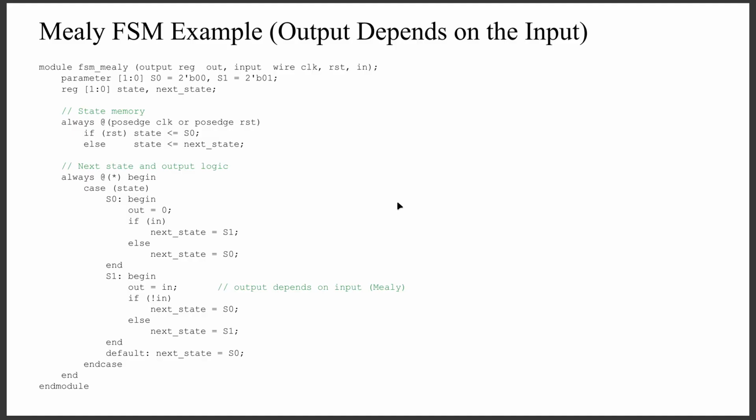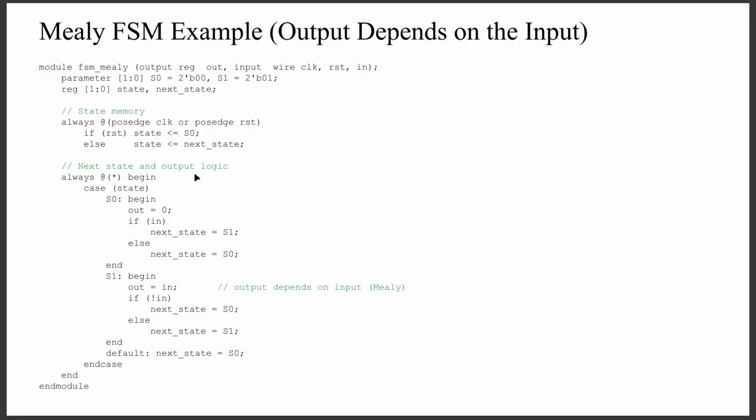A Mealy finite state machine example, where the output depends on the input. We declare a module called FSM mealy with an output, a clock input, a reset, and an in. We declare a 1-bit parameter where we set the S0 state to 0, and the S1 state equal to 1. We declare 2-bit registers called state and next state. So our state memory: always at the positive edge of the clock or the reset, if reset, state is S0, else state is set equal to the next state.